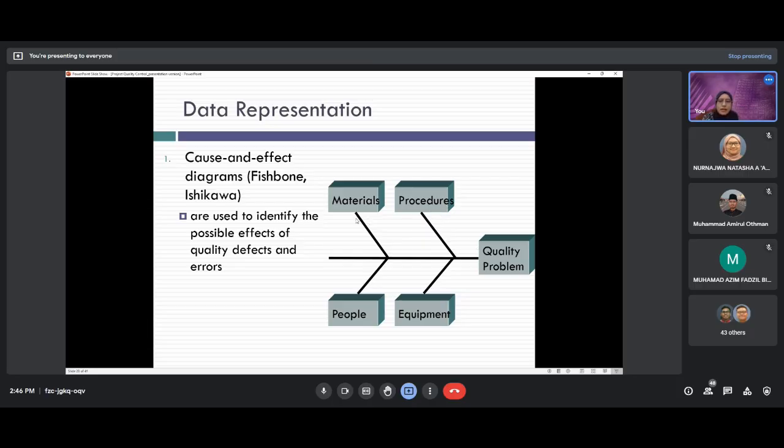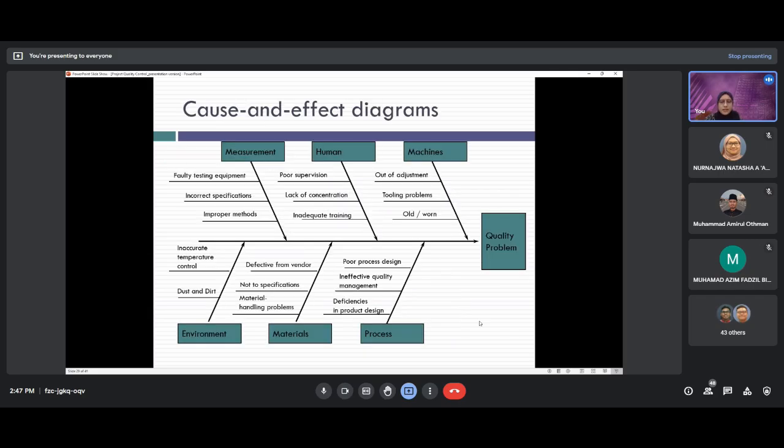This is a very good representation of data because it will identify what caused the problem, and what the possible effect of the quality defect and error is. For example, is the quality problem due to the process or procedure, or does it come from the material, or the people that handle the project, or maybe the equipment or plant machineries? You want to know what the causes are and what effect this gives to the project. For example, the quality problem is due to the machineries. Maybe your machineries are out of adjustment, maybe there is a tool problem, or maybe they are already old. Your piling machine may be too old, and therefore a lot of defects occur. That is where you need to come up with a solution on the machineries.